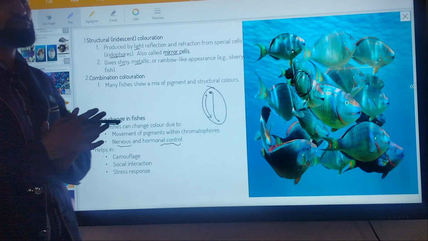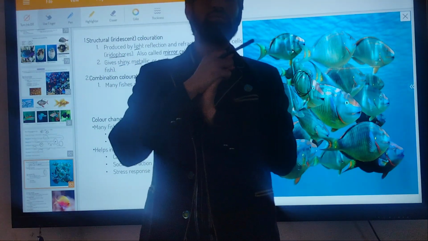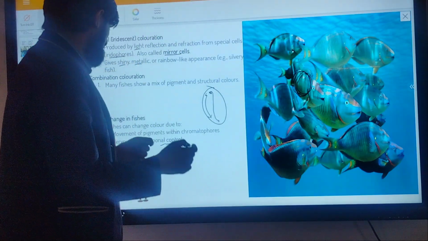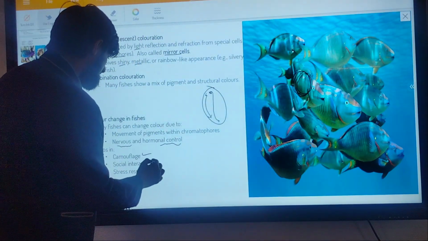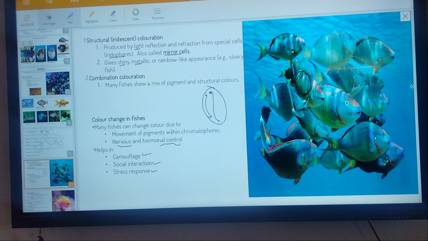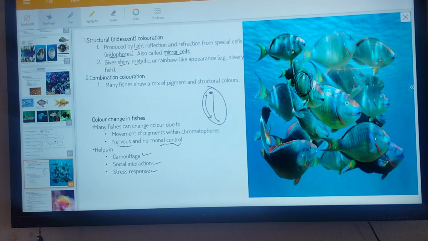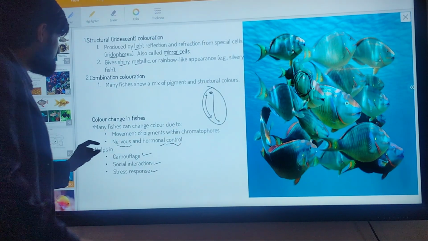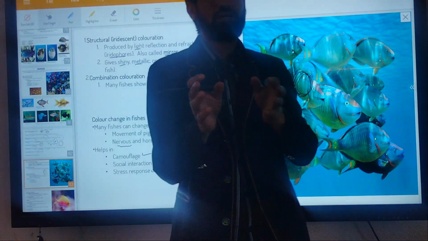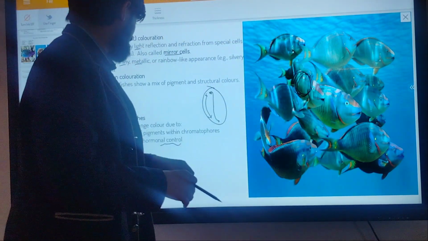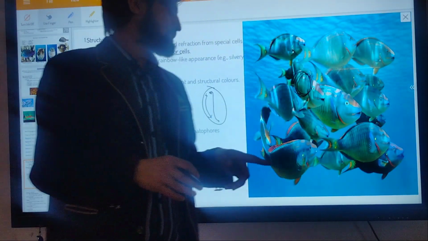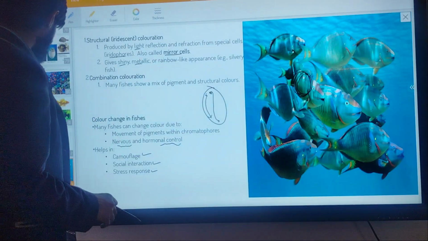What is the purpose of the coloration in the case of fishes? What is the main, most important function of coloration in fishes? First one is camouflage, then social interaction, and stress. The important function of the coloration is camouflage. अपना जो दुश्मन है इनको क्या करना है, इनको धोखा देना है, खुद को बचाना है, ठीक है. सोशल इंटरेक्शन, how they interact with the other members of the species or within the species, and stress response.